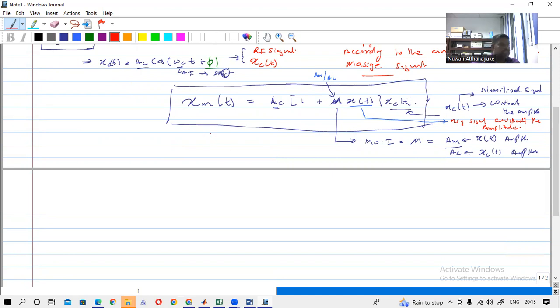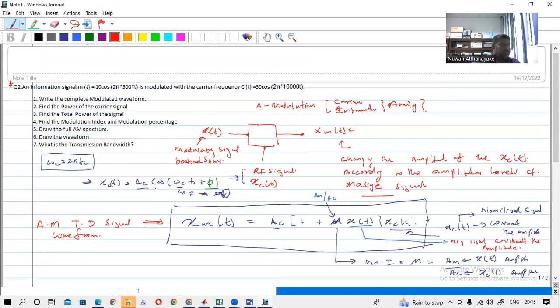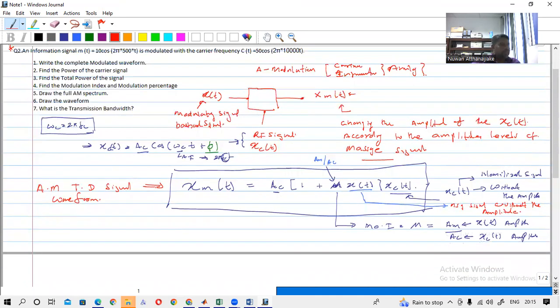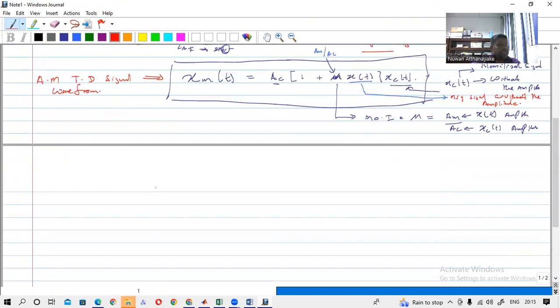So this is our amplitude modulated time domain signal. We call it the wave. Now, for analytical purposes, what is this xt? It is the information signal.